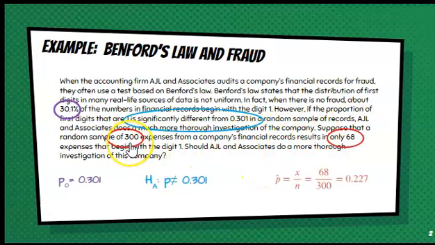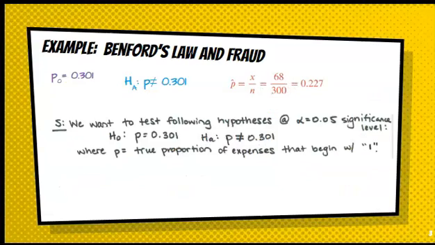In a random sample of 300 expenses, 68 began with a 1. So this is my p hat. It doesn't tell me the actual percent, but it tells me the 68 out of 300. That ratio is my p hat. And this is important, and we'll come back to this in a little bit, but I'll show you why it's important in a moment. But all this information we're going to carry on to the next slide because we're going to need it.